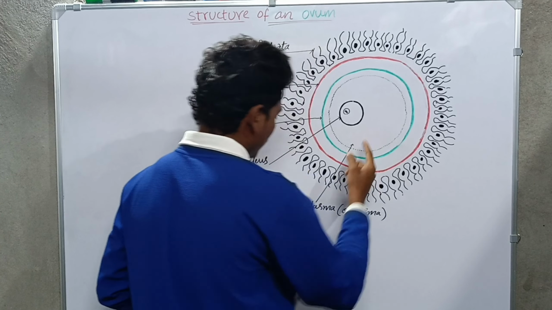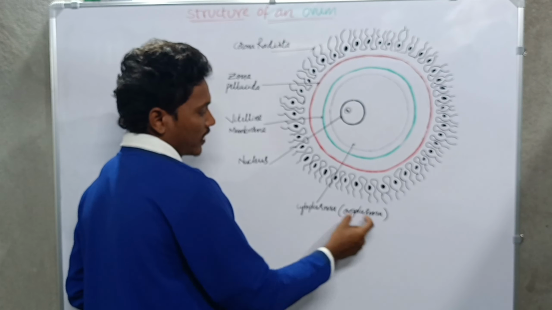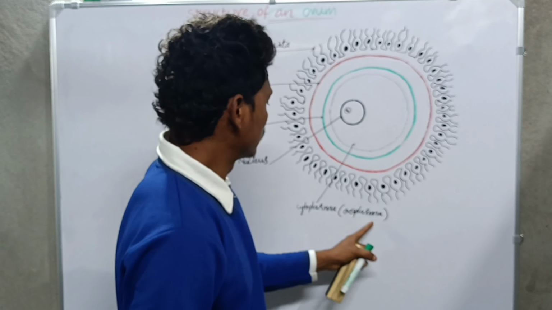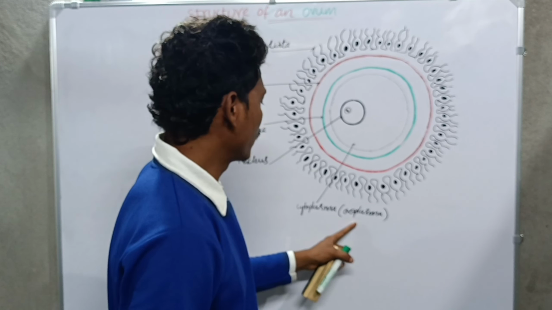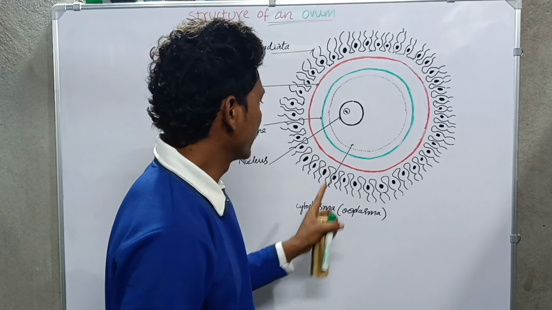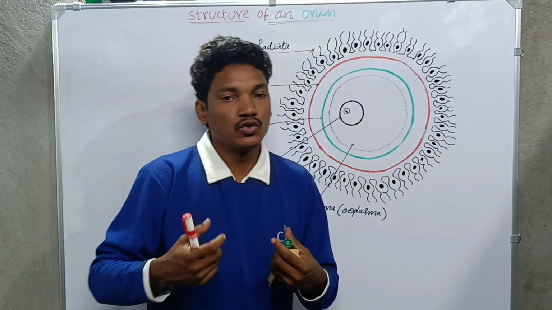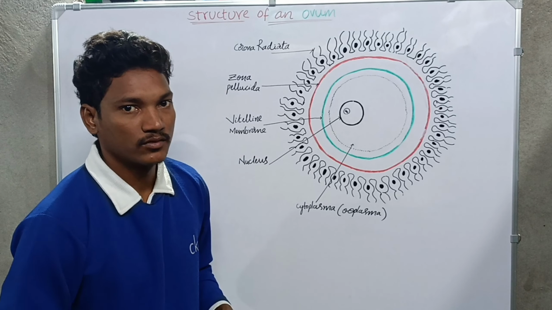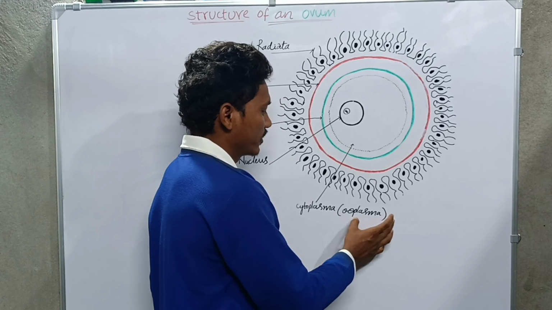And next one is the cytoplasm or ooplasm. Okay. So this is the ooplasm of egg cell. It supplies the nutrients to the growing embryo. Supplies the nutrients to the growing embryo.